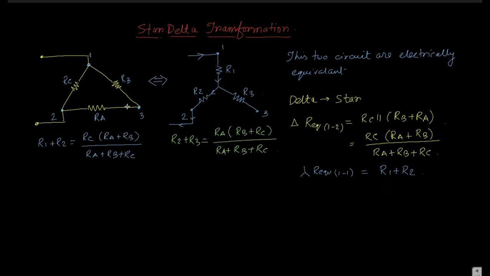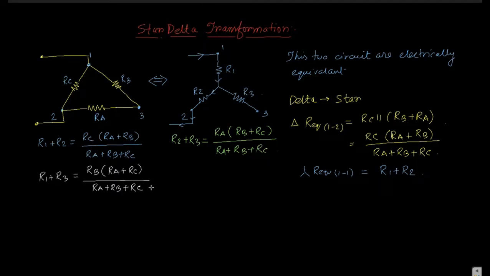And if 1 and 3 are connected, then RA and RC are in series and in parallel with RB, and R1 plus R3 is the equivalent resistance. So R1 plus R3 should be RB times RA plus RC, divided by RA plus RB plus RC.